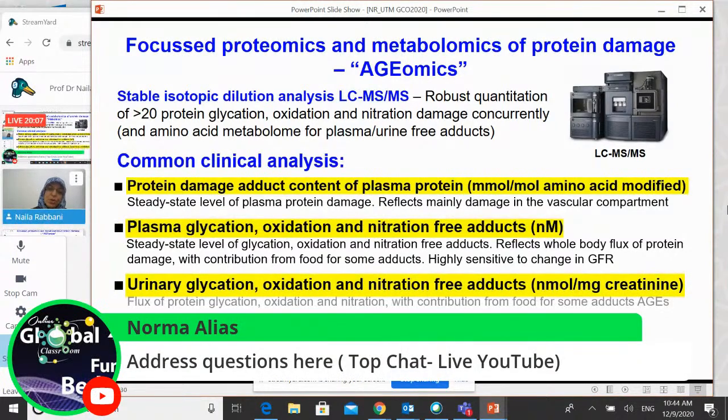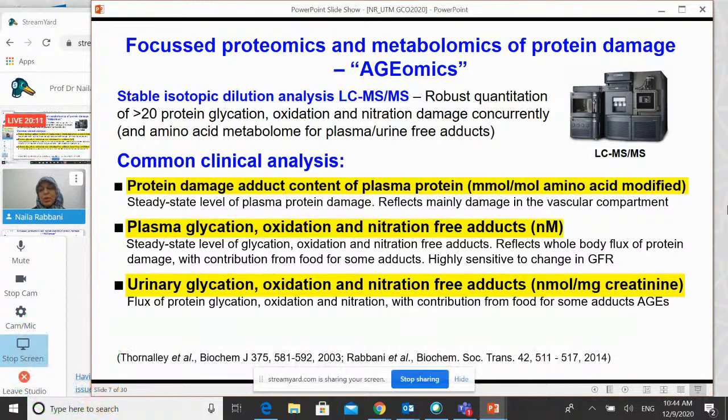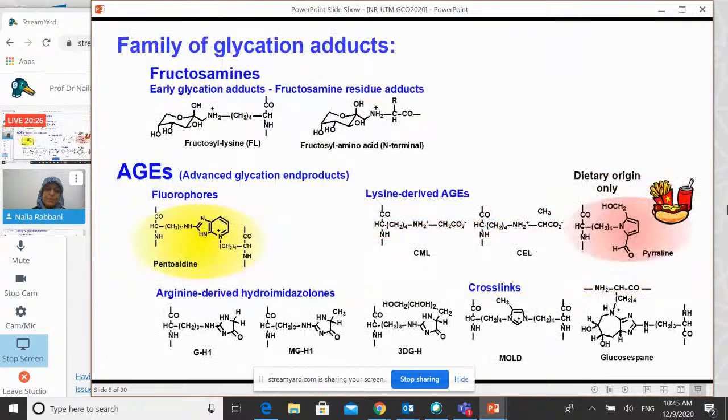We also can measure urinary glycation, oxidation, and nitration free adducts, normalizing to creatinine, and again, it gives you the flux of protein damage from the whole body, with contribution from food for some adducts only.